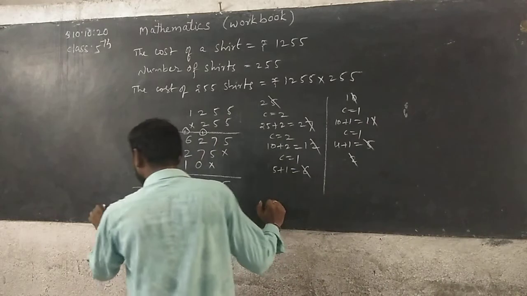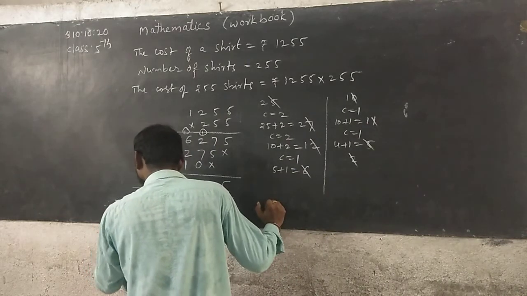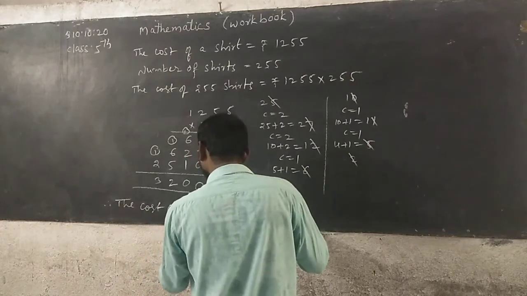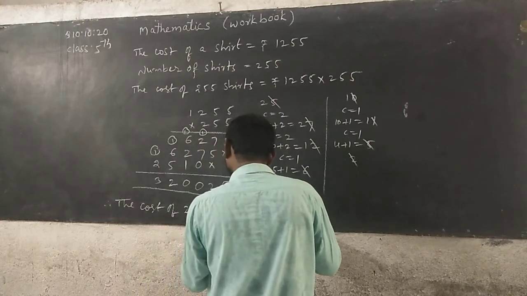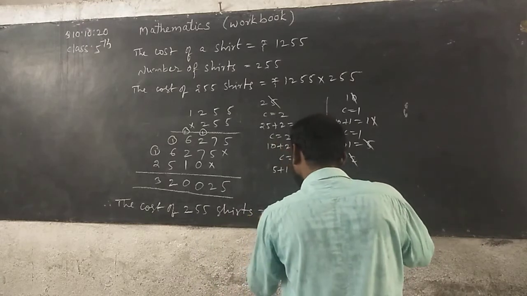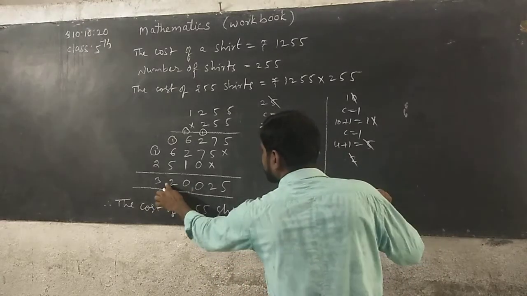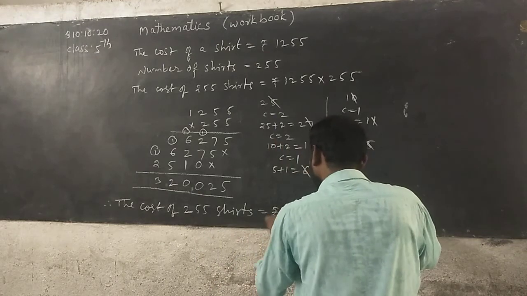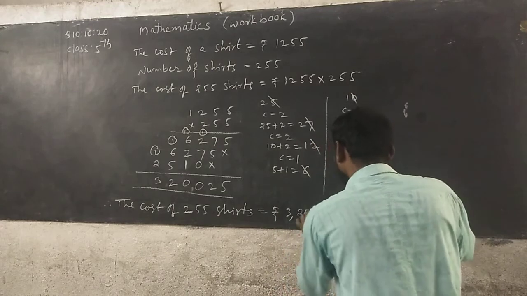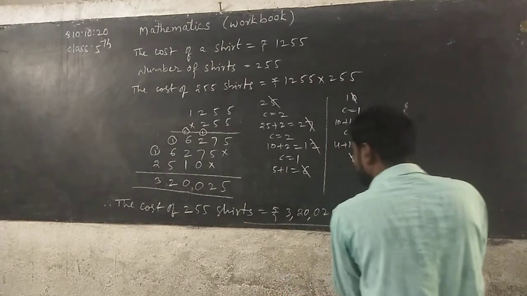Therefore, the cost of 255 shirts is equal to 3,20,025 rupees.